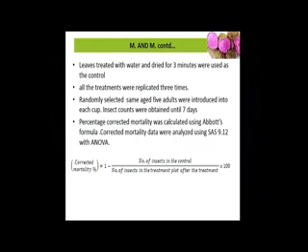Randomly selected same-age 5 adults were introduced into the experimental unit. Insect counts were obtained until 7 days, that is live counts and dead counts. Percentage corrected mortality was obtained using the Abbott formula.